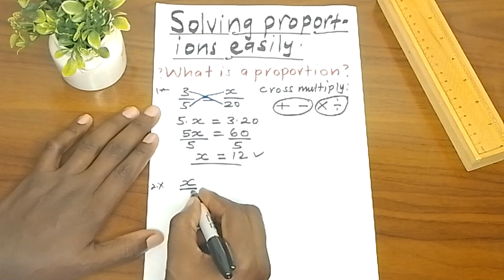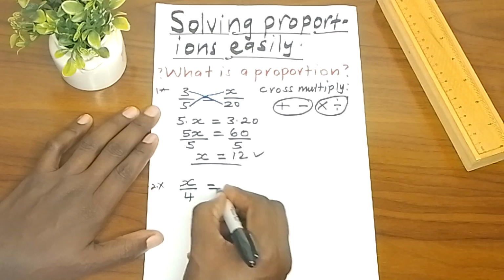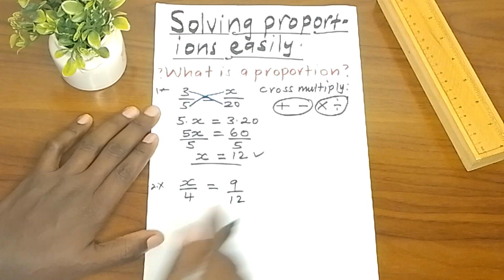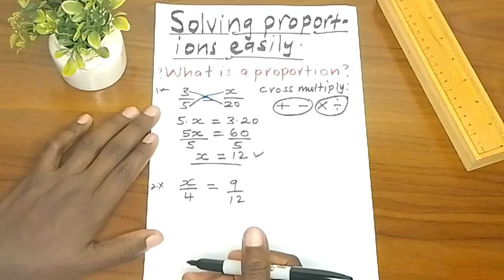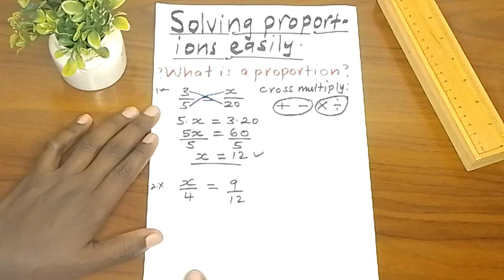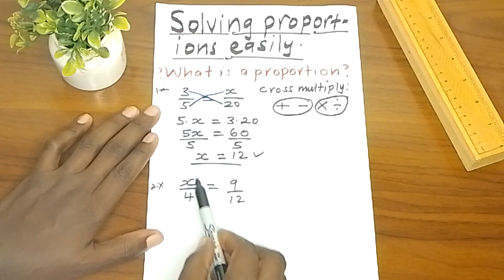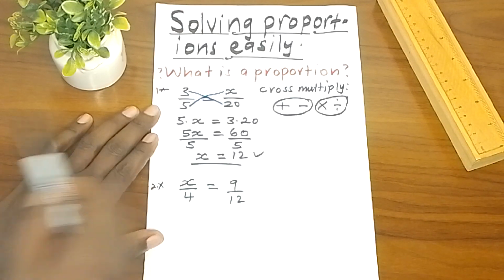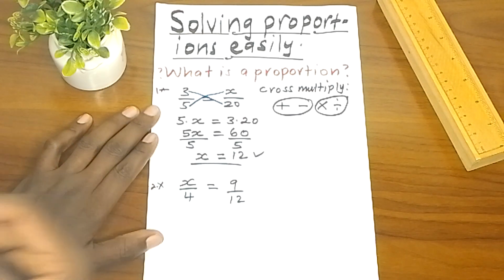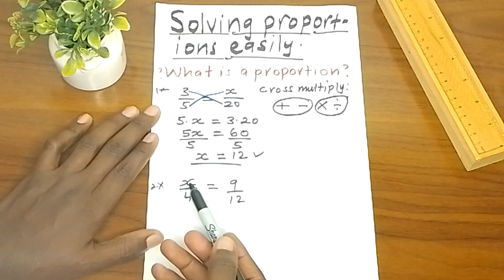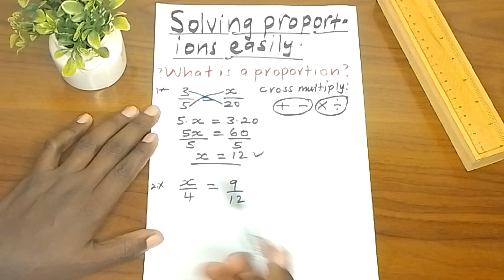x out of 4 is equivalent to 9 out of 12. Now, some of the proportions are very simple, really, because there are so many methods that you can use. Here the quick method you can see is that they multiplied 4 times 3 to get 12. So which number do I multiply times 3 to get 9? That automatically shows you that our x is going to be equal to 3. 3 times 3 is 9. 4 times 3 is 12.